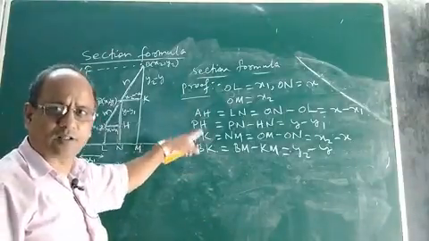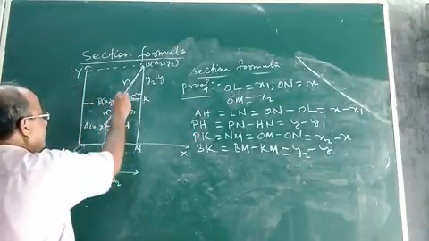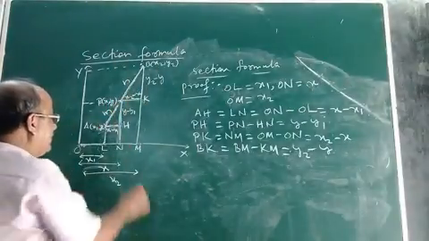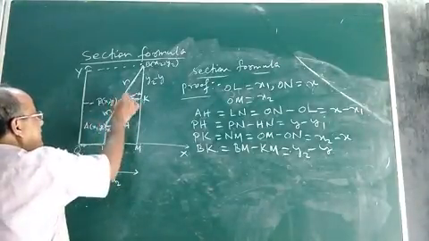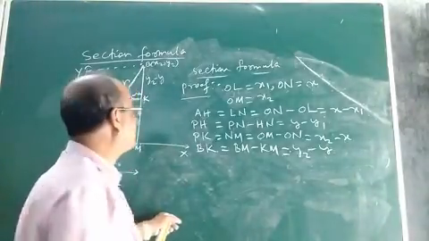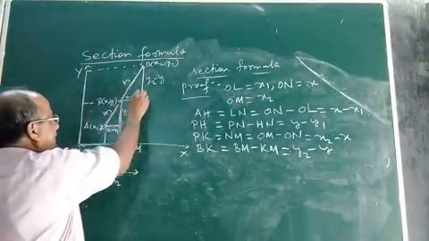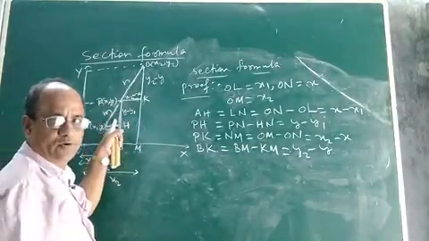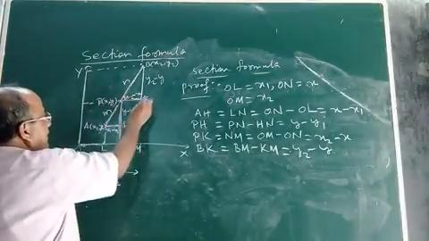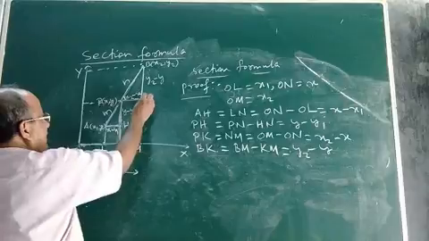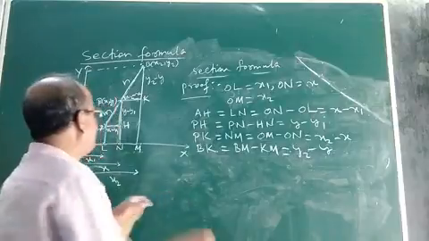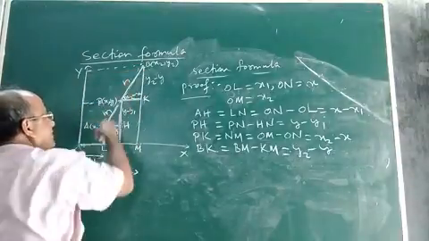After finding all the lengths, look at the triangles AHP and PKB. They are clearly similar triangles. Why are they similar? Because angle H is 90 degrees, angle K is also 90 degrees. And see angle KPB and angle HAB, what angles are they? Corresponding angles, because this line and this line are parallel and this is the transversal.